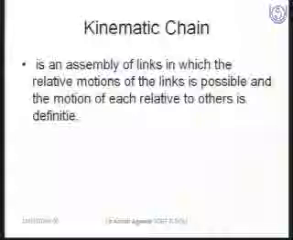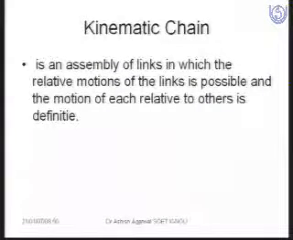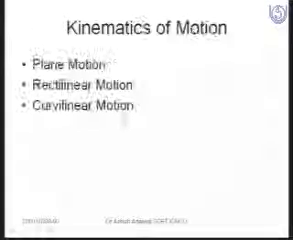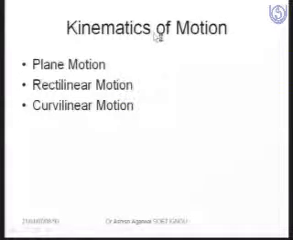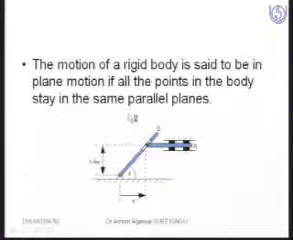When we join different types of links in a different manner, that becomes a kinematic chain, in which the relative motion of the links is possible and the motion of each relative to the other is definite. The kinematic motion of the chain can be plane motion, rectilinear motion, or curvilinear motion. So we will first define what plane motion is.